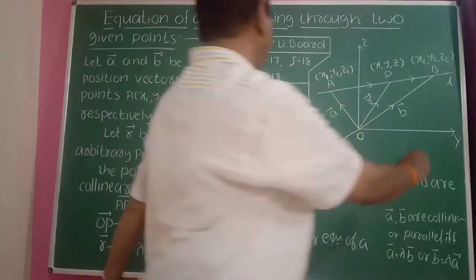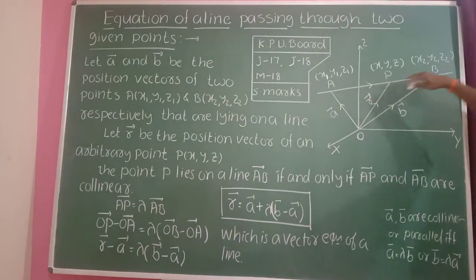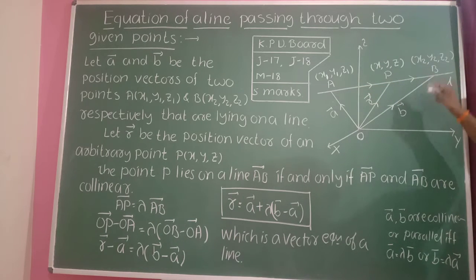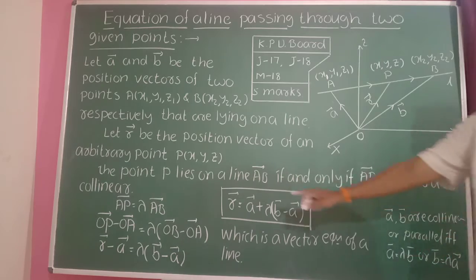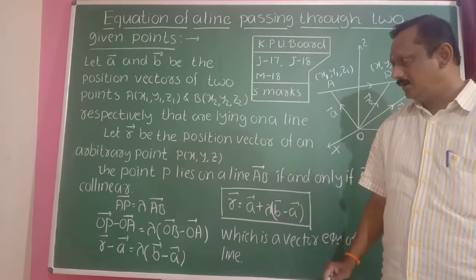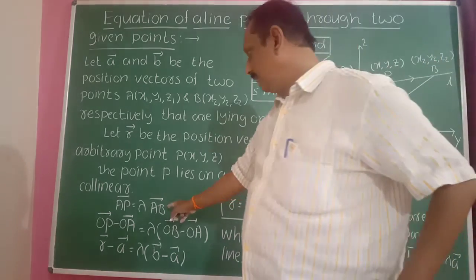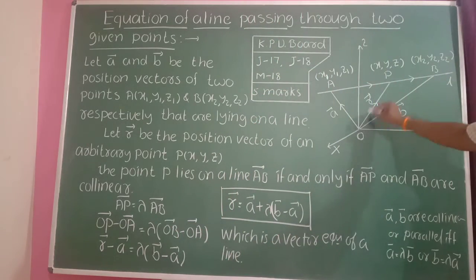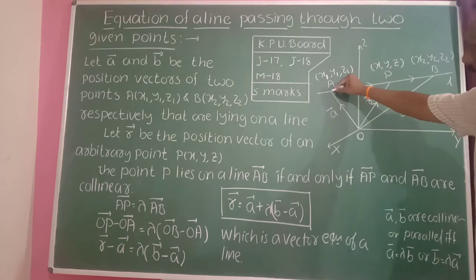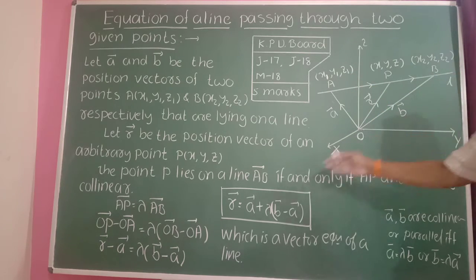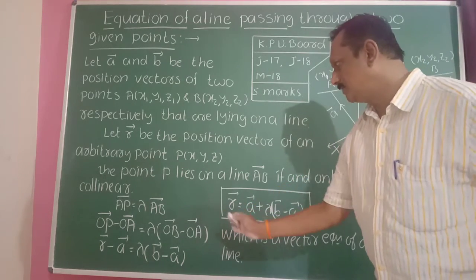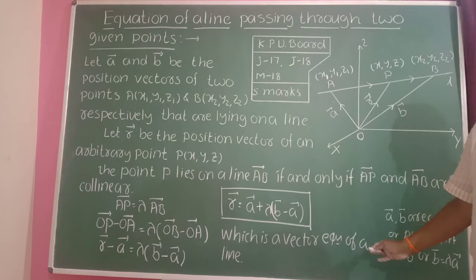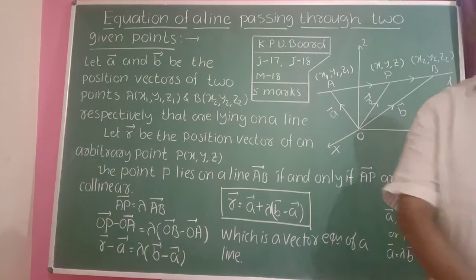Okay, here point P lies on the line if and only if AP and AB are collinear. Using this, AP is equal to lambda into AB, AP is equal to OP minus OA, and AB is OB minus OA. Then OP is R bar, OA is A bar, OB is B bar. So just take minus A bar to the right hand side, and we get this result. So this is the vector equation of the line.